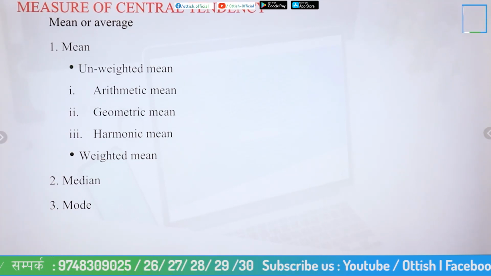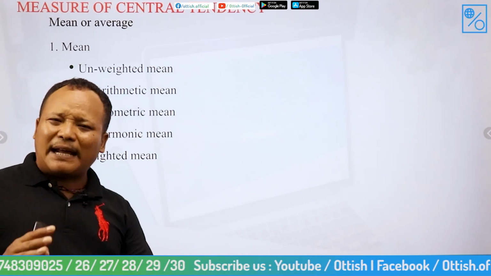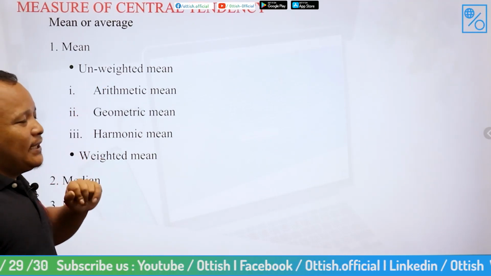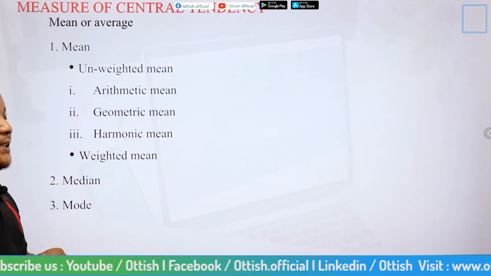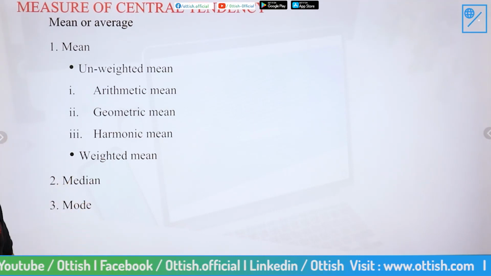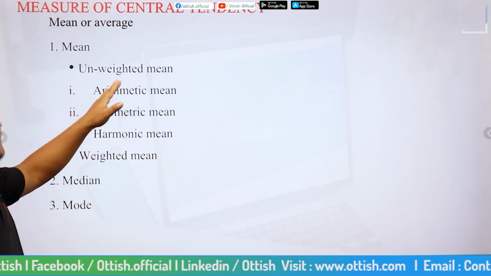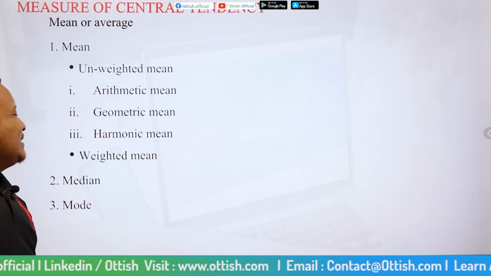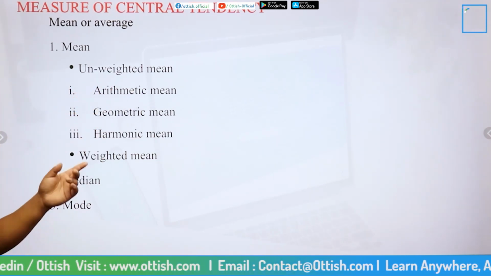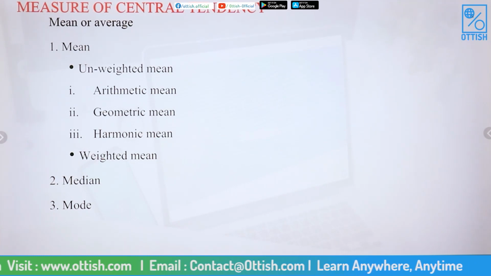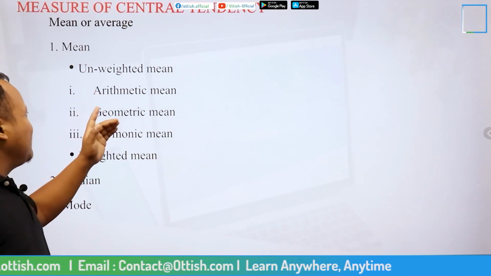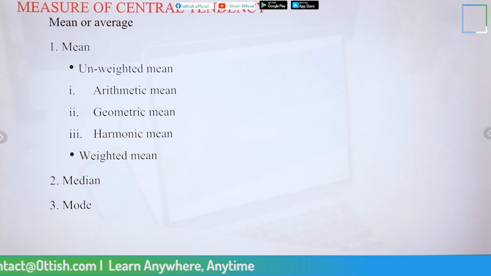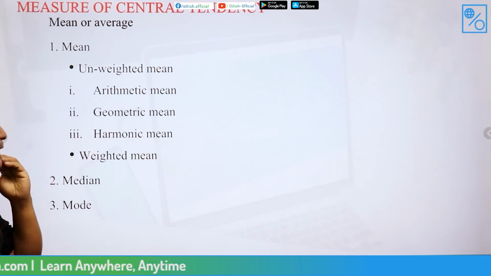Otherwise, if the variable is not classified into categories, priorities, or importance, for that variable we should use the unweighted mean, like weight, height, yield. This type of variable should use the unweighted or simple mean. Inside the simple or unweighted mean, there are three different types of mean: arithmetic mean, simply the general mean or average, geometric mean, and harmonic mean.